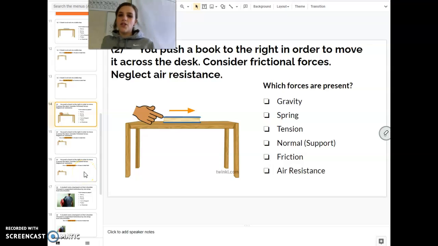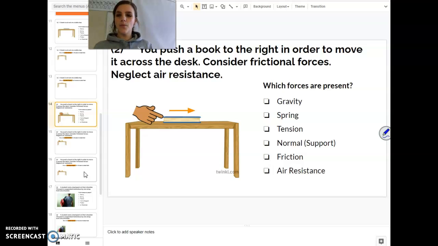This one says, you push a book to the right in order to move it across a desk. It says, consider frictional forces, which means we are going to include them. But it says neglect air resistance, which means we are not going to include air resistance. Even though it's there, it is so incredibly small. It's as if it's not there.